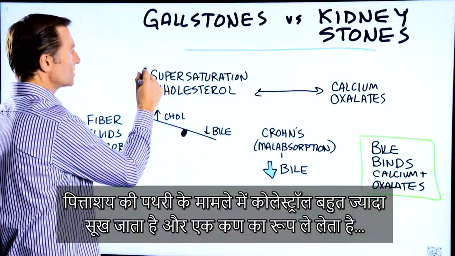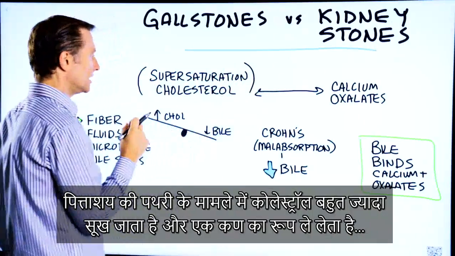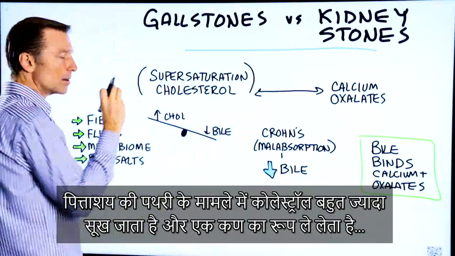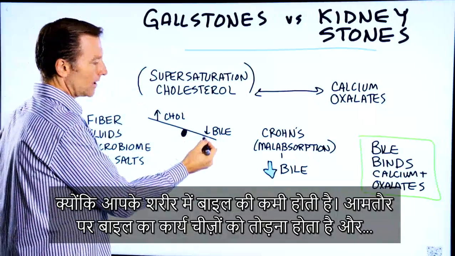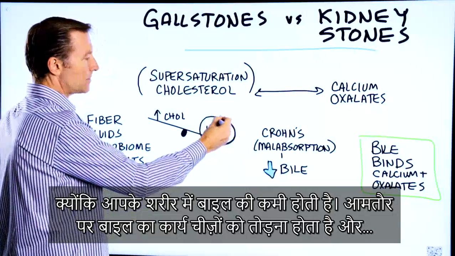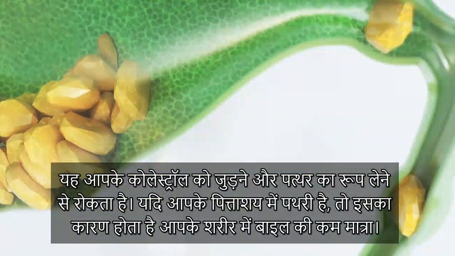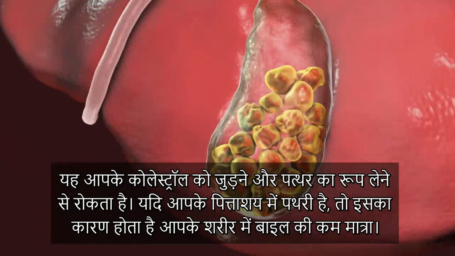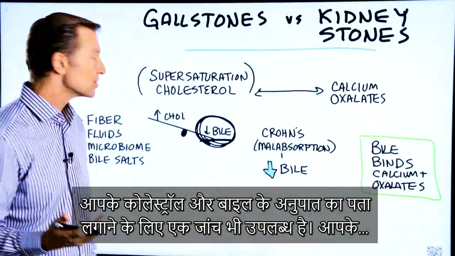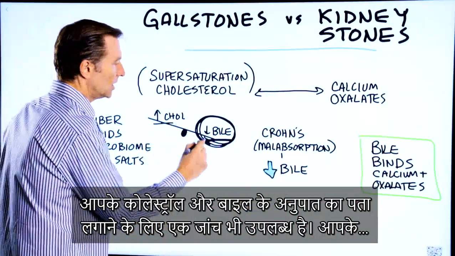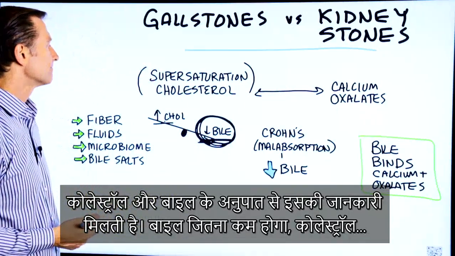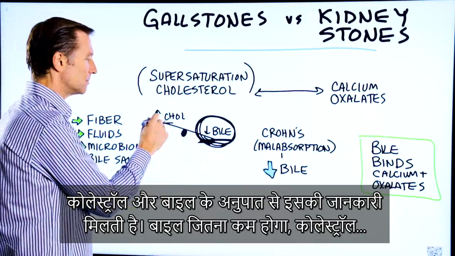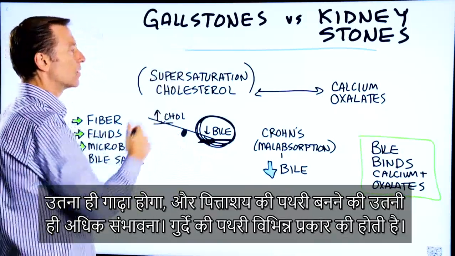What happens with gallstones is you get this super saturated cholesterol particle that builds up because you are lacking bile. Bile normally is supposed to break up things and keep your cholesterol from binding and forming stones. If you have a gallstone, we know you have low bile. And there are even tests that can be done to measure the ratio of your cholesterol to your bile, just to see what that's at. So the lower the bile, the more concentrated the cholesterol, the more the gallstone.